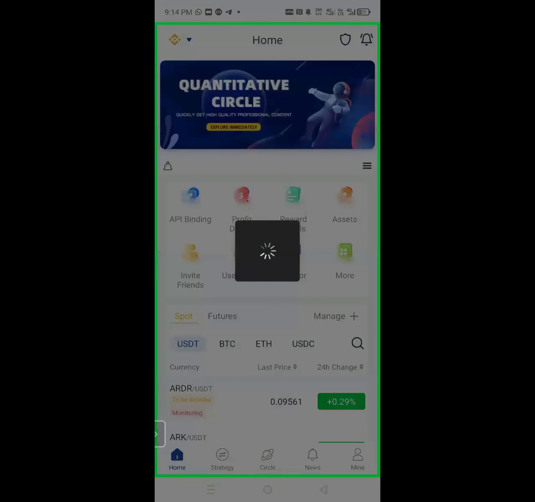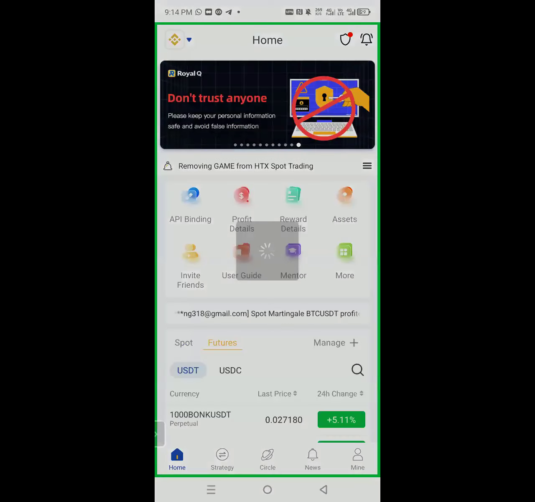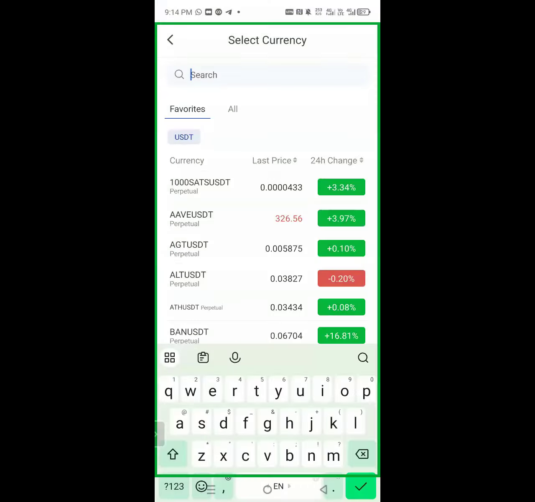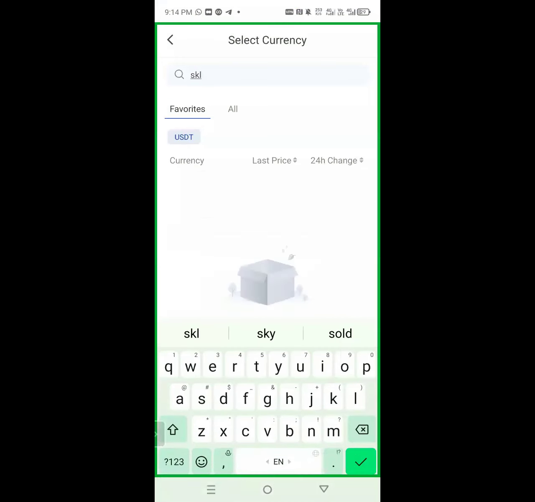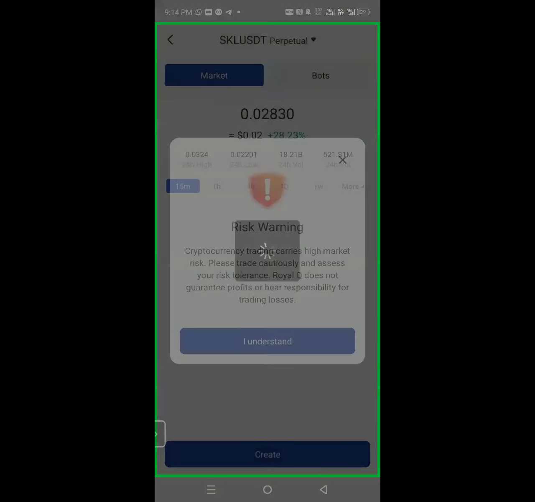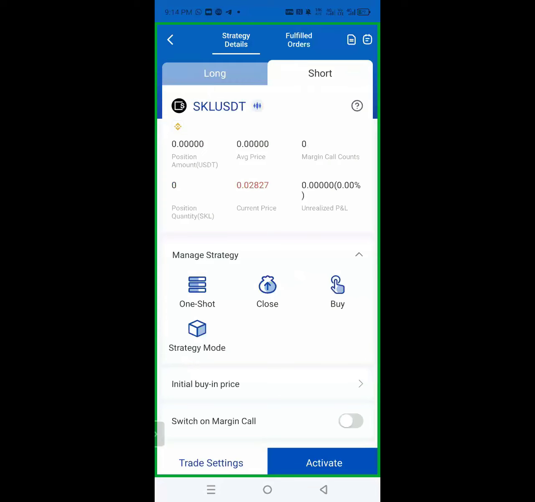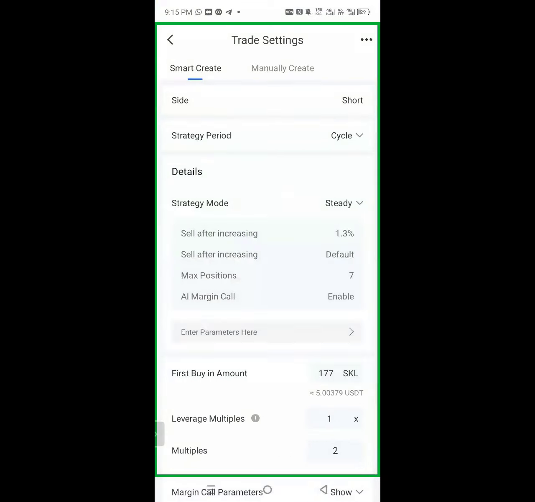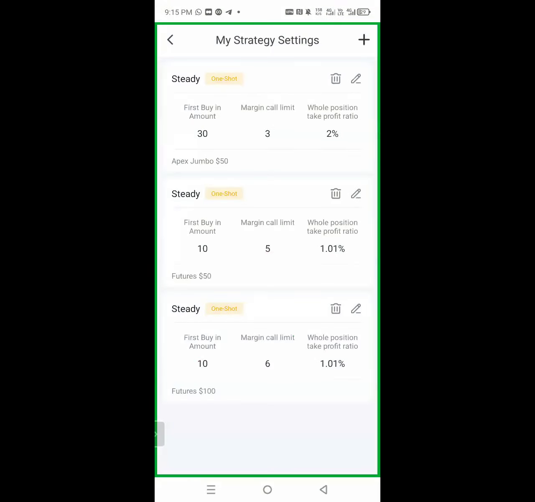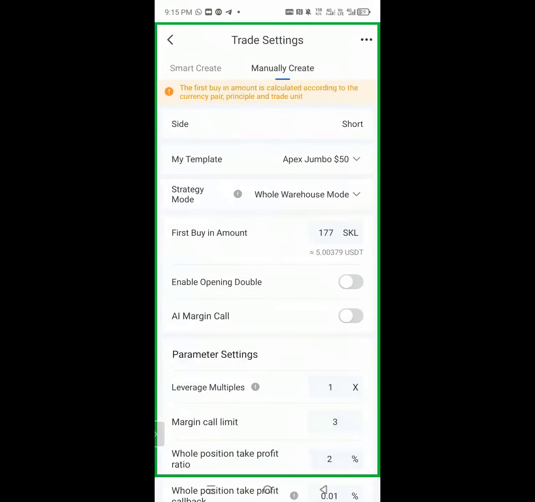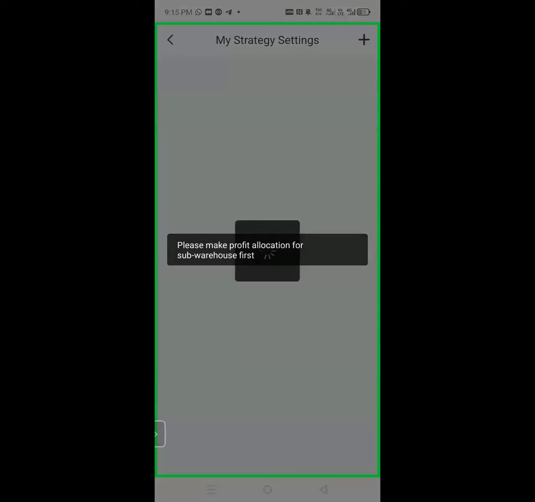Now I want to enter futures. So you can see the signal has come. Let me just show you how we do it. The signal is for short. So I will click on create short. I've not set this coin. Normally, I'm supposed to set it before this.